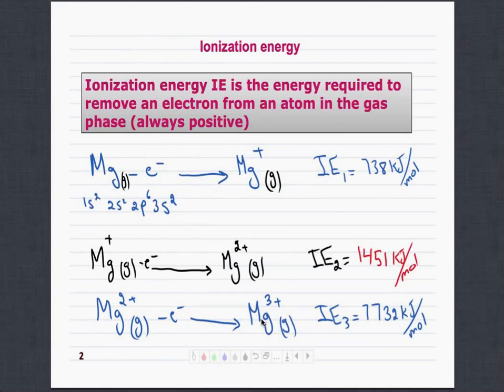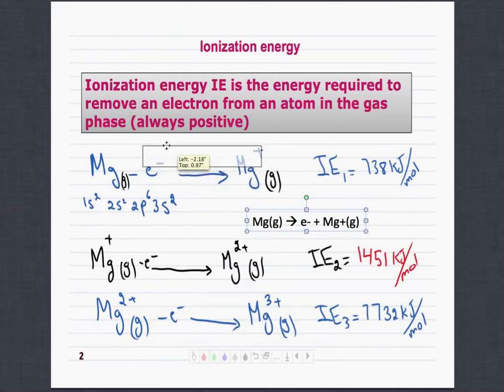Okay? Now, one thing that you may see either in OWL or in books other than this is that sometimes they move that electron from this side of the equation to this side of the equation, and they put it as a plus. It's the same. So if you see it as magnesium gas gives magnesium plus gas plus 1 electron, it's the same equation. Because if you take the electron from that side of the equation to the other, it's going to be minus 1 electron. So both of these mean the same thing. Okay. So this is kind of the definition of ionization energy.